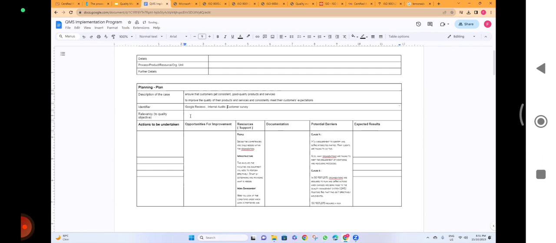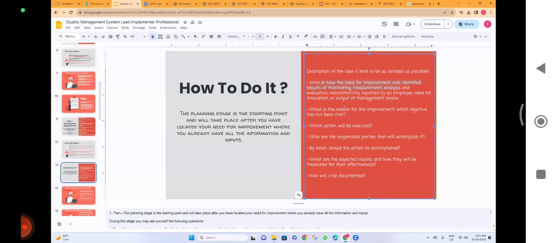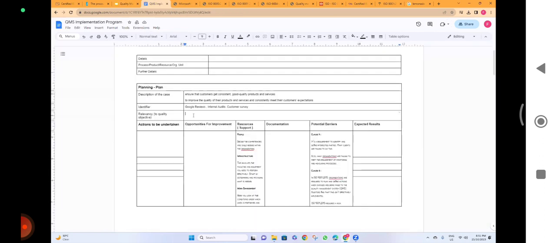Like this. Right. So here now, relevance to quality objective, okay? Like, what is the reason for improvement? Which objective is not being met? And then you can just say, in our organization, we need 100% customer satisfaction, okay? Or you can say our policy, our objective is that we want to have 0 customer complaints. Okay, something like that. That is also okay.